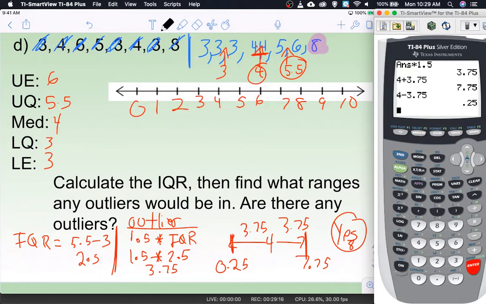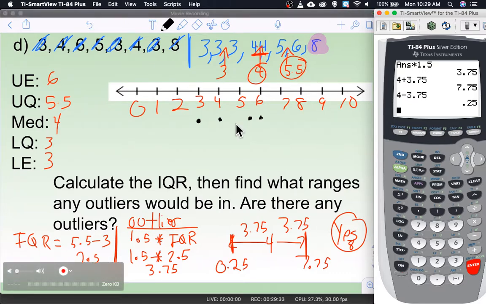Lower extreme is 3. Lower quartile is also 3. Weird. Median is 4. Upper quartile is 5.5. Upper extreme is 6.